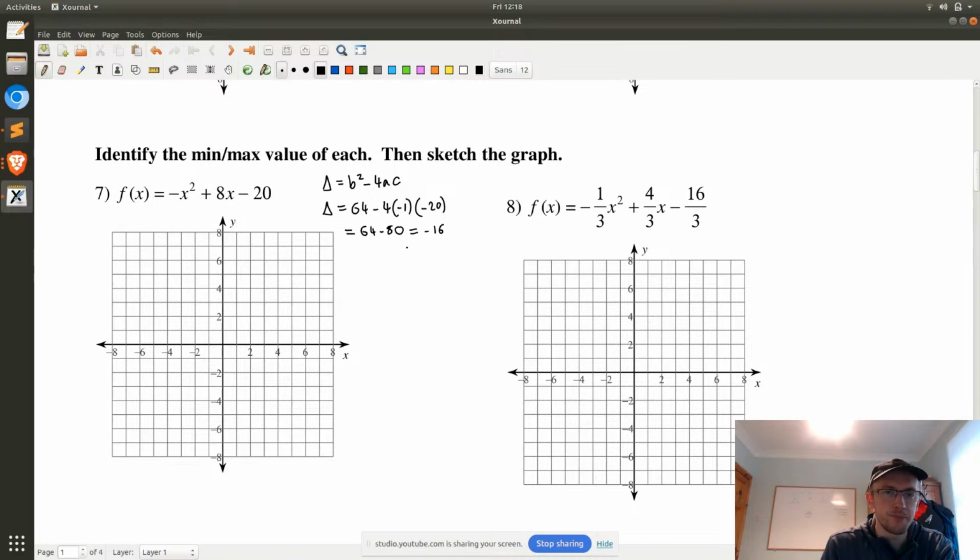So negative 16. Then the vertex is minus b over 2a, comma, negative delta over 4a. So we want the y-coordinate of the vertex. So minus 16 all over 4 times negative 1. Negative 4. So that would be the maximum value because it opens up downwards. But now we have to sketch the graph.